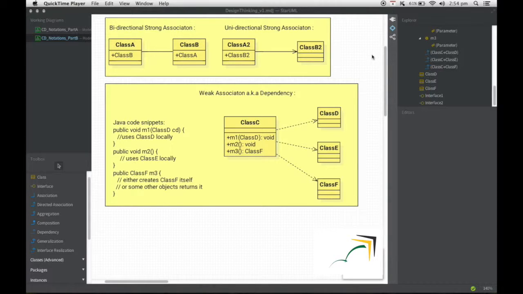And as I said earlier, I will put this export of this particular UML diagram for your reference as well. And in the next video, we will talk about aggregation.